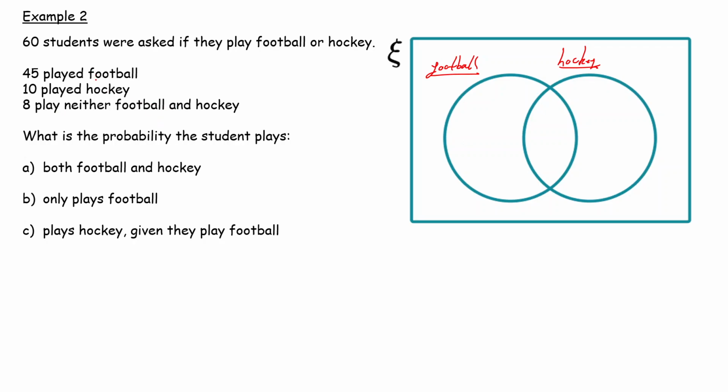Right, again, what's the issue here is if you add all of these up, 45 and 10 is 55, add 8 would give you 63, which is bigger than your total of 60. And the reason is you could have some that play both football and hockey that we need to take into consideration. So what I like to do with these questions is use a little bit of algebra, because we don't know how many play both football and hockey. So let's say X is equal to people that play both football and hockey.